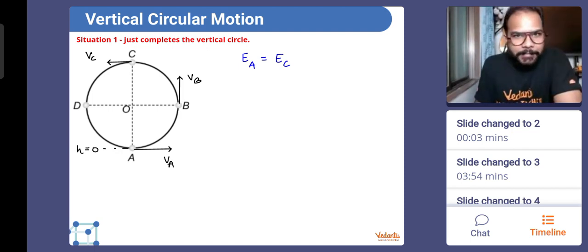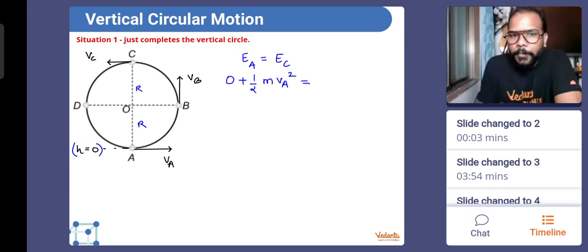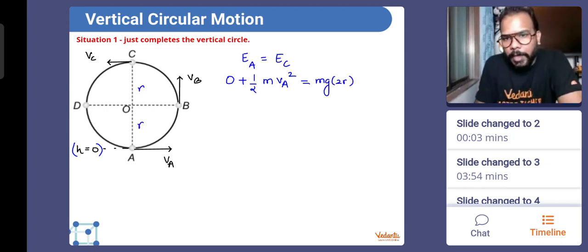Okay, people. So at A and at C, I'm applying the law of conservation of energy. The energy of the body at A and the energy of the body at C will be the same. I have considered point A to be at 0 height, so at A the body will have no potential energy. The body will have half mVA square kinetic energy. At C, if the radius of the circular path is small r, the height of the body from A has become 2r, and the body is not stopping there. Remember, at C the velocity is not 0, so the kinetic energy will be half mvc square.